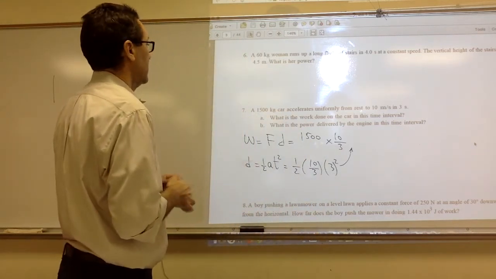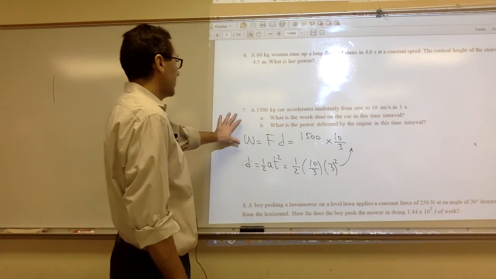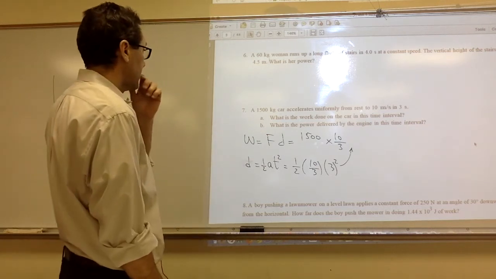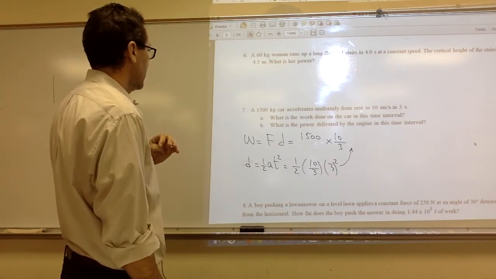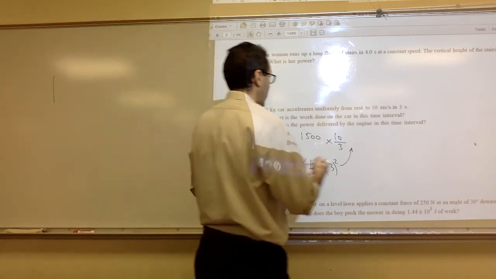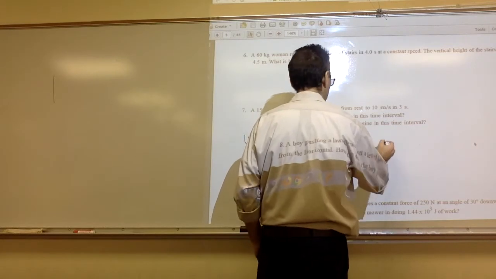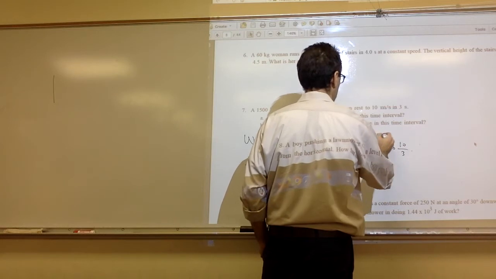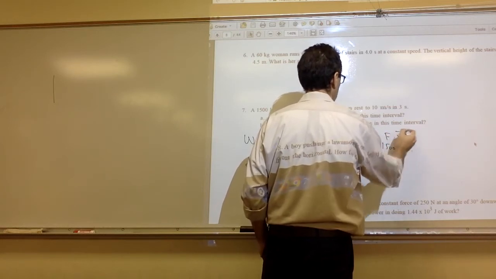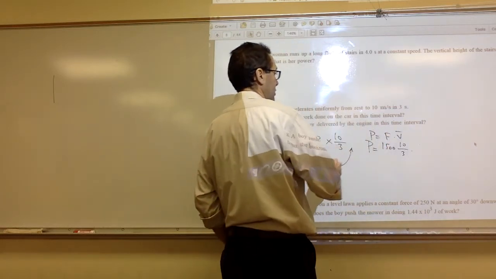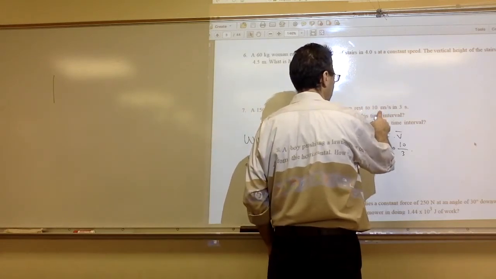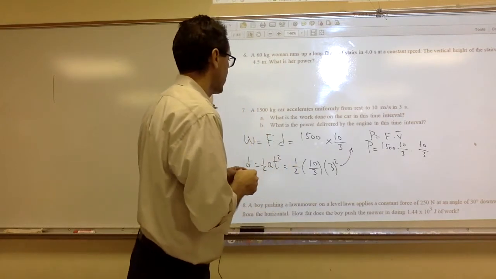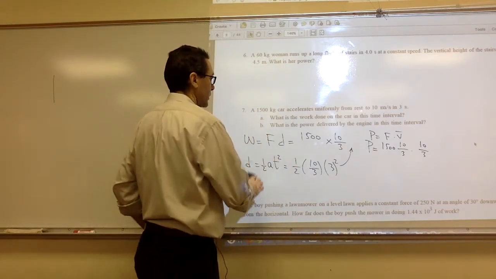To find the power, you just take whatever work you got here and you divide it by the time. Or another way you can do the power is the force, which is 1,500 times 10 over 3, times the average velocity. Well, the average velocity is just basically 0 plus 10 over 2. Okay?